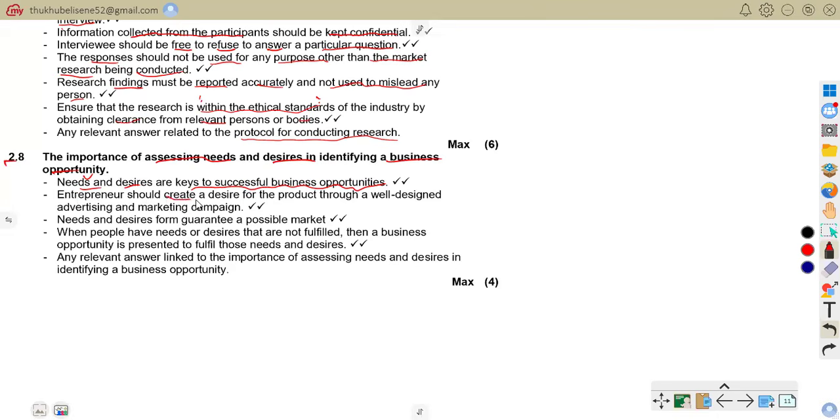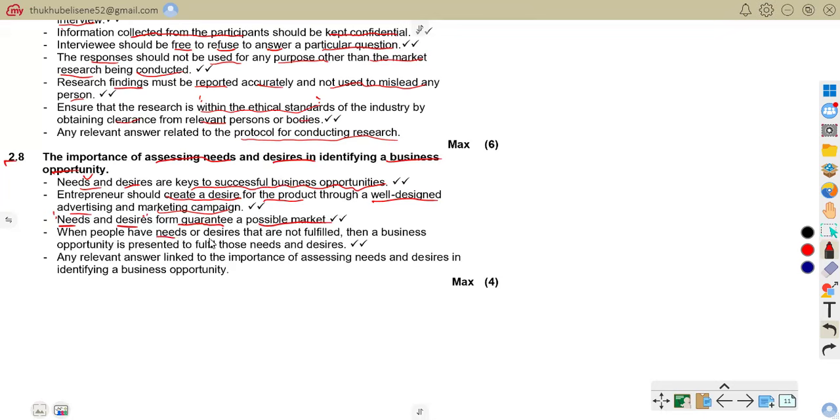Entrepreneurs should create the desire for a product through a well-designed advertising and marketing campaign. Make sure that your marketing campaign creates a desire for the potential customers so that they can respond and take action. Needs and desires guarantee a possible market, so that you are now able to function in the market.